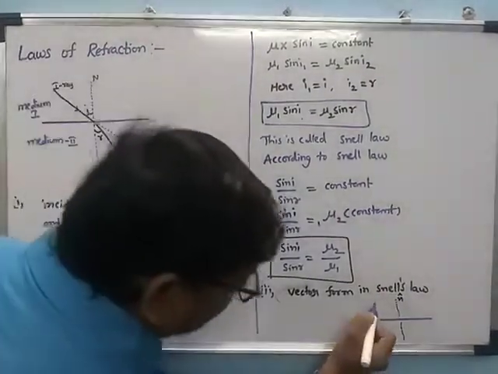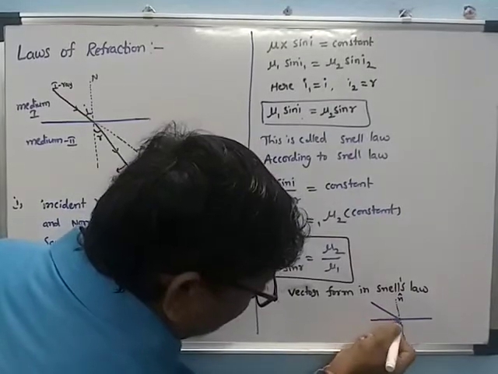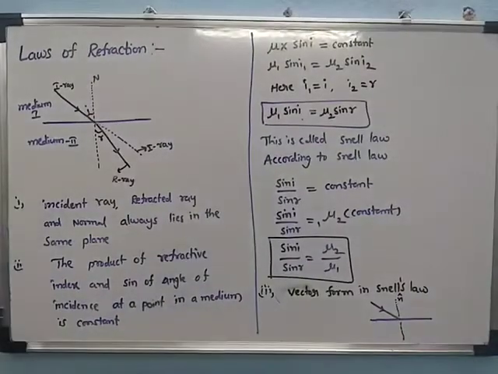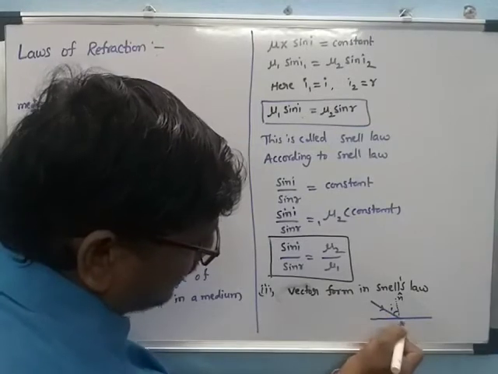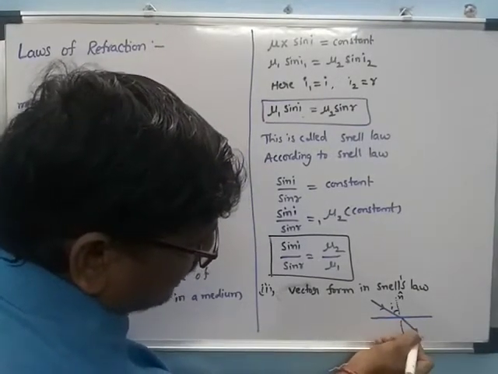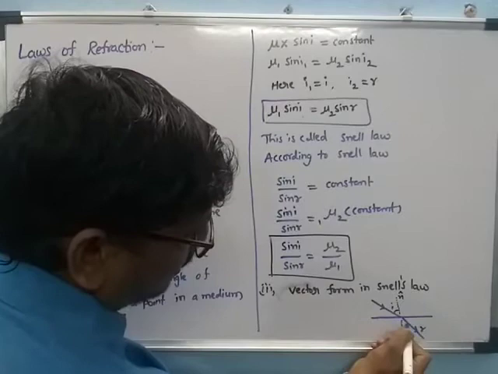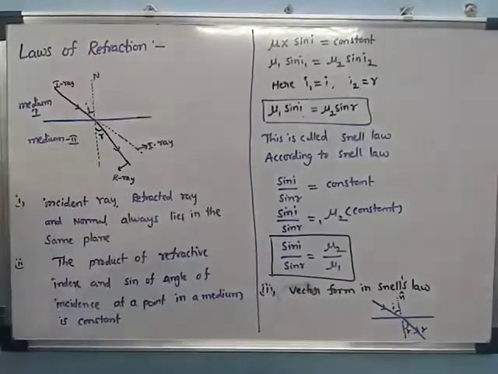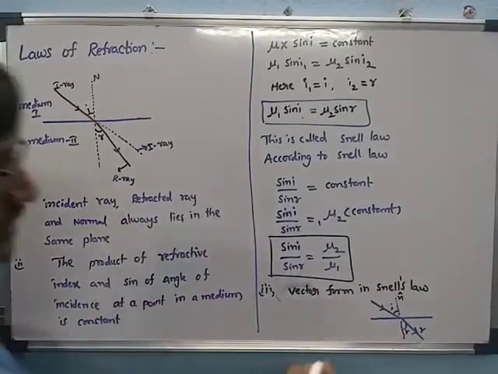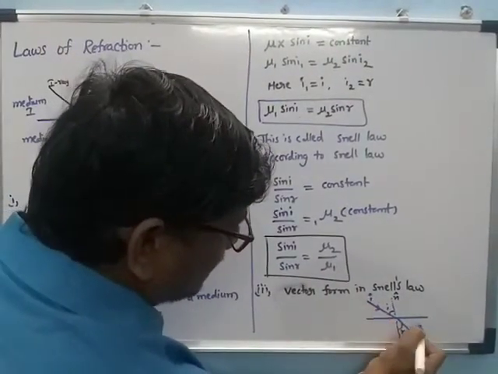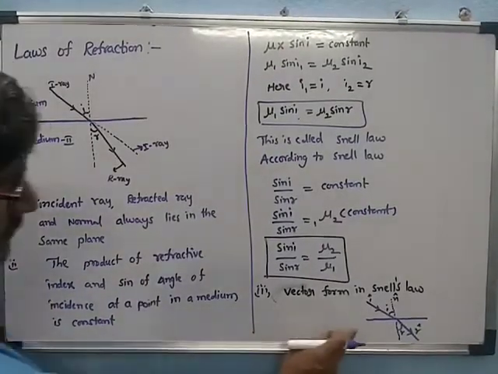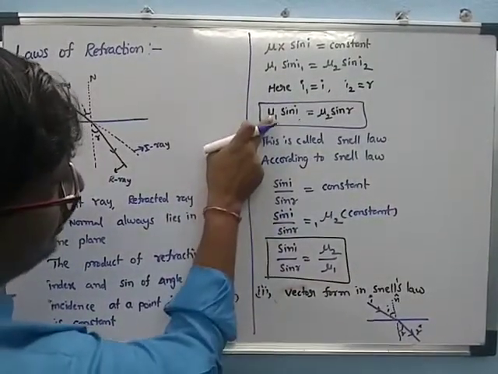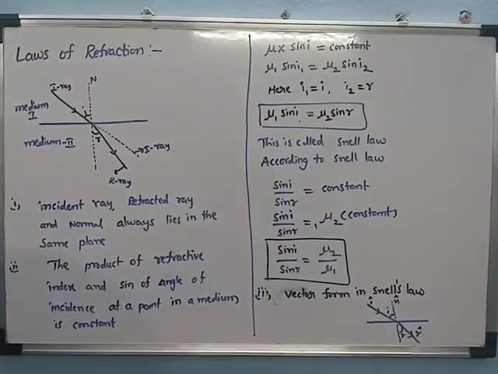Now the light is incident here. This angle of incidence is denoted by I. This is the incident ray, and after that it is refracted. The direction of travel is denoted by R, and this angle of refraction is denoted by r. The incident ray is denoted by I cap and the refracted ray by R cap. To write Snell's law in vector form, we observe that nu 1 sin I is equal to nu 2 sin r.